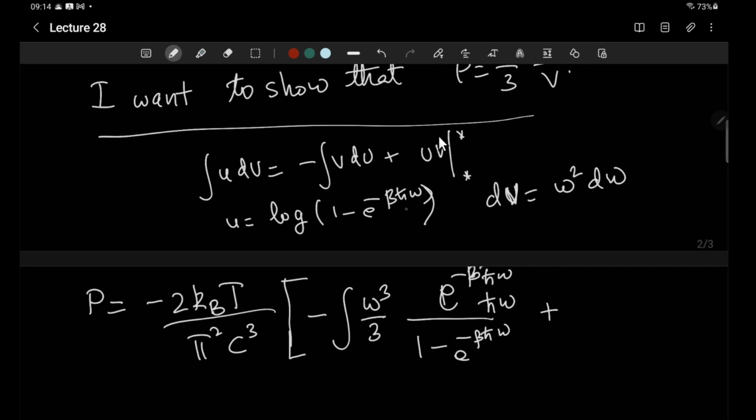Okay, so let's look at what happens at the endpoints. At omega equal to infinity, u is 0.